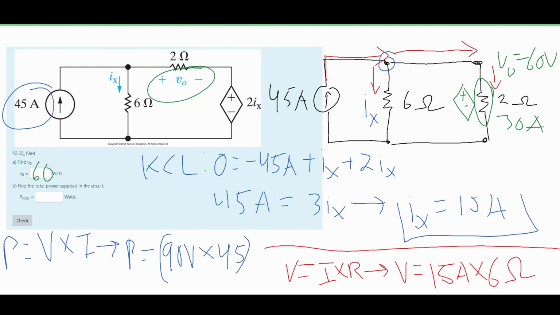So if we look at the rightmost side right here, we have a plus minus. This is going to be the same for our middle part, where we have a plus minus here. This means that our voltage is going up, however our current is going down. And since they're going in opposite directions, we are going to have a negative 4,050 watts. So for part A, we have 60 volts, and for part B, we have negative 4050 watts.